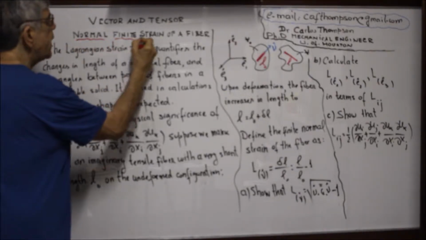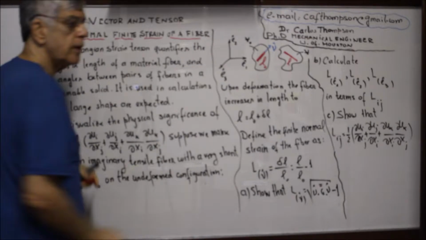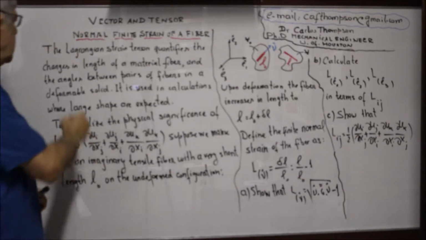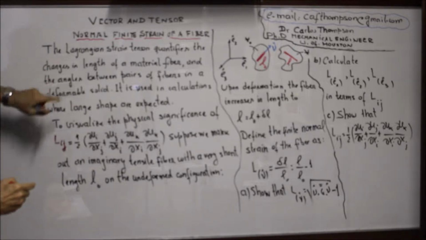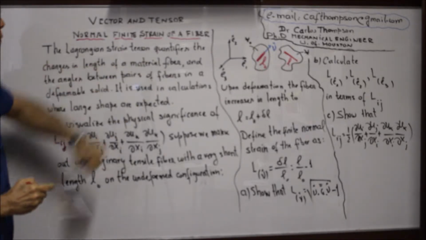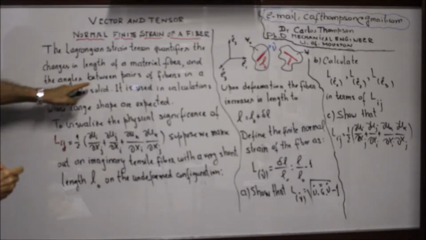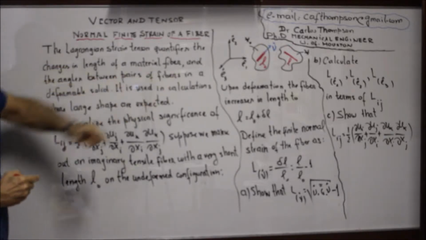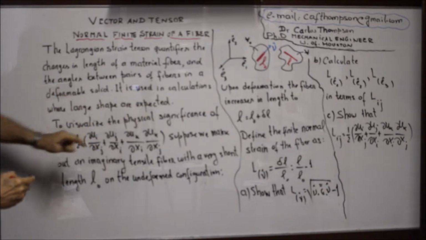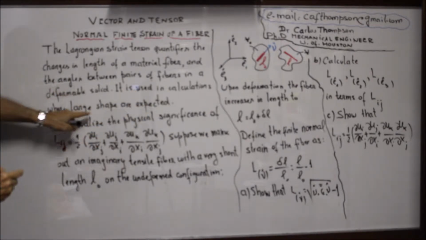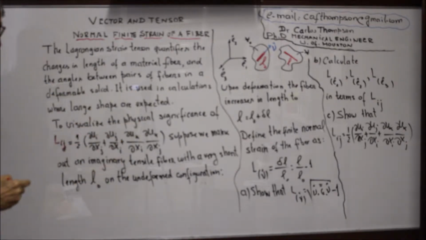Normal finite strain of a fiber. The Lagrangian strain tensor quantifies the change in length of a material fiber and the angles between pairs of fibers in a deformable solid. It is used in calculations where large shape changes are expected.